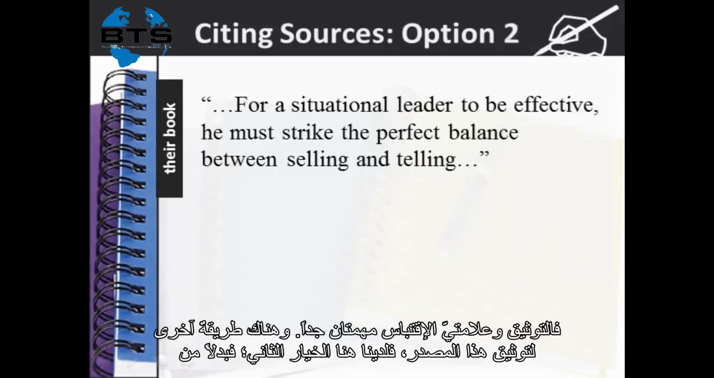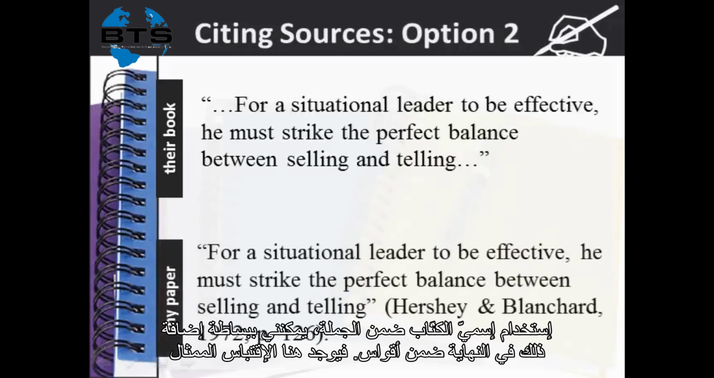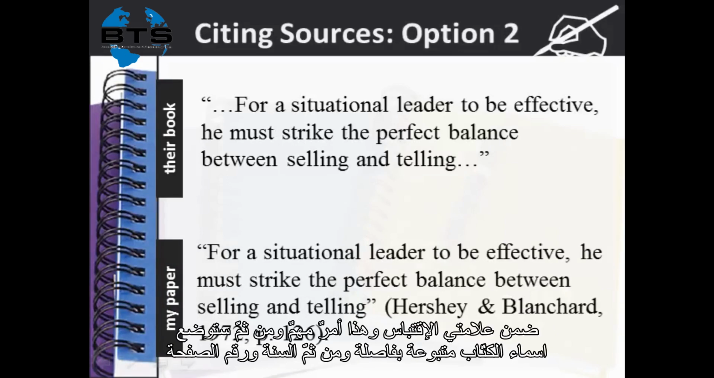An alternate way to cite this source, so here's option 2, is instead of putting Hershey and Blanchard in the text of the sentence, I could simply put them at the end in one parenthetical citation. So I have the exact quote, it's in quotation marks, that's important, and then in parentheses Hershey and Blanchard, comma, the year, comma, the page number.